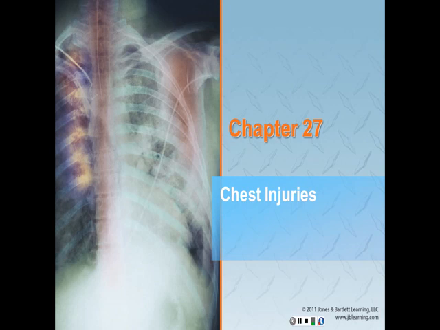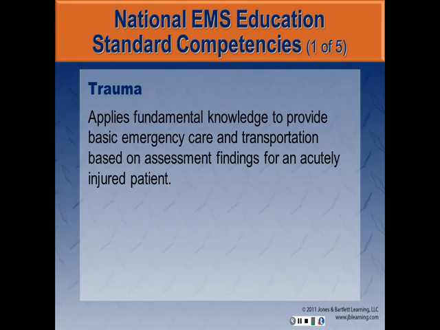This chapter also provides information on incidents as in morbidity and mortality, and a detailed discussion of blunt versus penetrating or open trauma. Specific injuries discussed include sucking chest wounds, pneumothorax, tension pneumothorax, hemothorax, flail chest, and pericardial tamponade. The National EMS Education Standard Competencies for Trauma state that the EMT will apply the fundamental knowledge to provide basic emergency care and transportation based on assessment findings for an acutely injured patient.